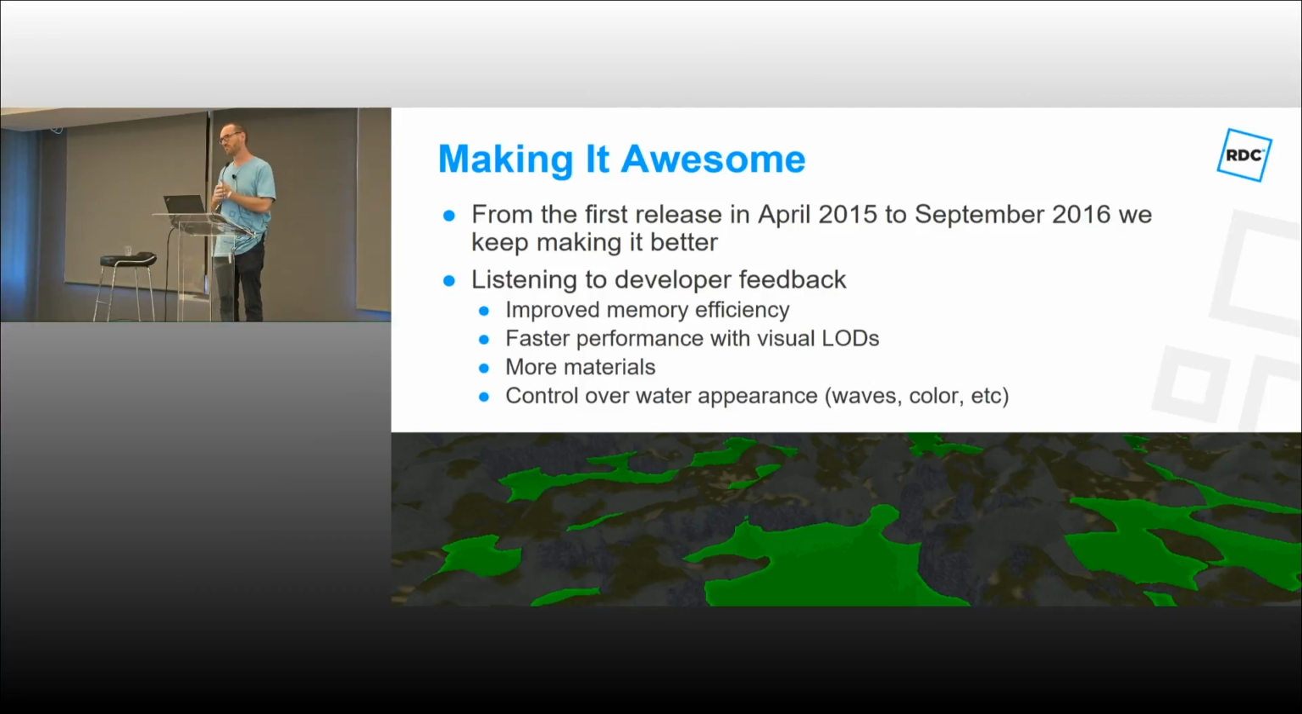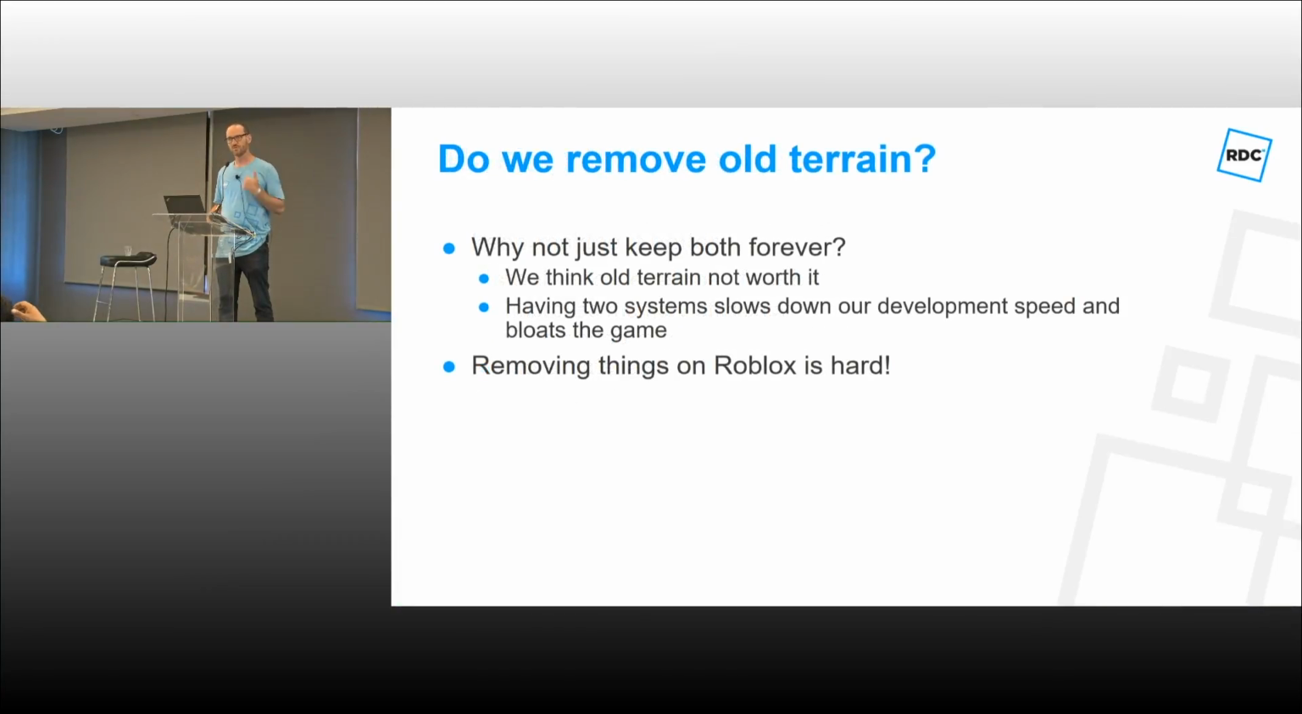So we'd get it more efficient. We added materials. We added changing colors. That's like the green water you can see there. Adding waves, stuff like that. So we'd add features, we'd make it more efficient, we'd fix problems that people had until we felt like we got it to a place where it was so good, we had a big question to ask. Do we remove the old terrain?